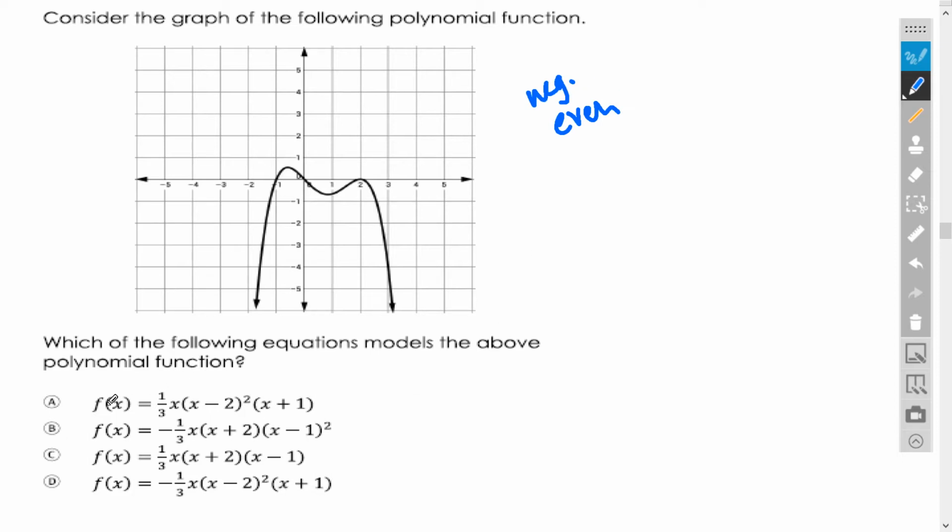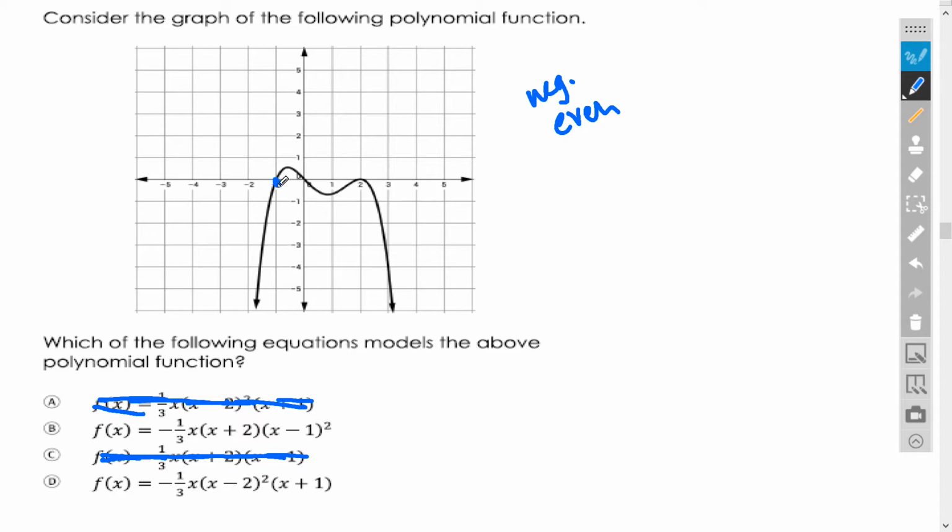Okay, so right off the bat, I'm going to eliminate letter A because it has a positive leading coefficient, and eliminate letter C because it also has a positive coefficient. Okay, so both of these have a degree of 4 because one has an x plus 2, 2 x minus 1s, and this one has an x, 2 x minus 2s, and x plus 1. So they both have a degree of 4. They both have an even degree. I need to look at the zeros.